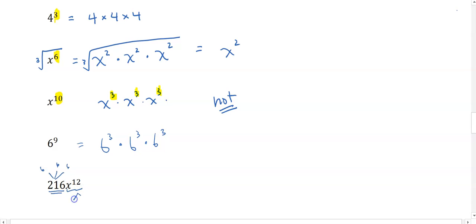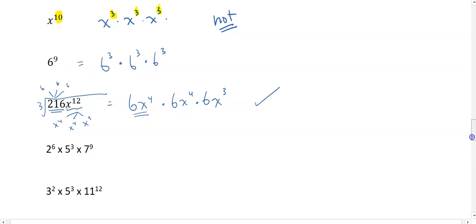And x to the power of 12 can be broken into x to the power of 4 times x to the power of 4 times x to the power of 4. Therefore, 6x to the power of 4, 3 times, is equivalent to 216 x to the power of 12, so therefore it is a perfect cube. If I was taking the cubed root of all of that, it would just be 6x to the 4th, one of those 3 identical factors.